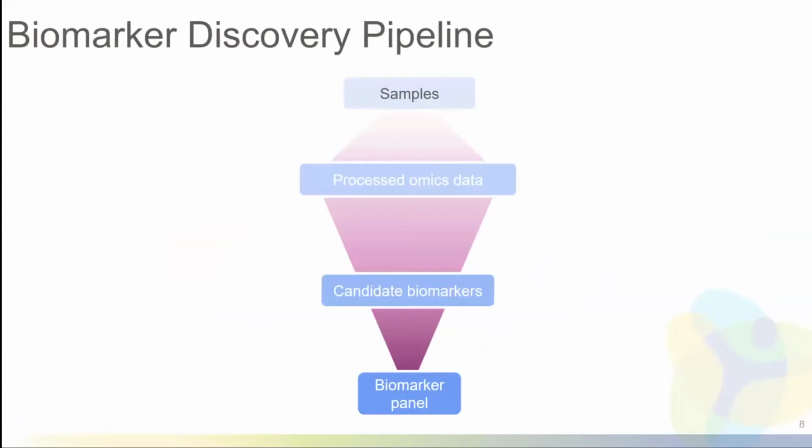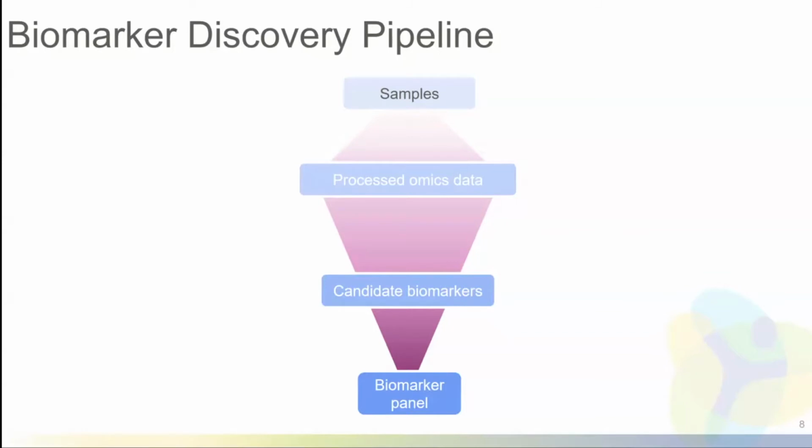So before we talk about potential problems, let's think about what a biomarker discovery pipeline looks like in general. So you start with biological samples, which you then run on your research platform. You take the raw data, you do some sort of processing, quality control, that type of thing, until you end up with a clean data set. This is the type of thing you might be able to open and view in, say, Excel. So we'll call this the processed omics data.